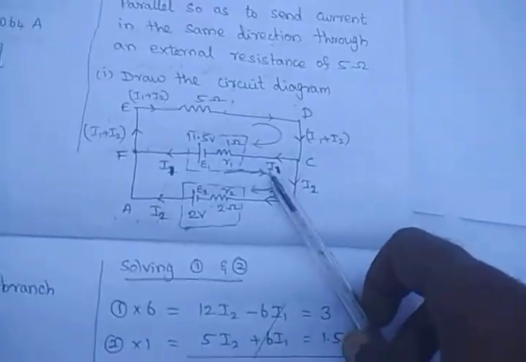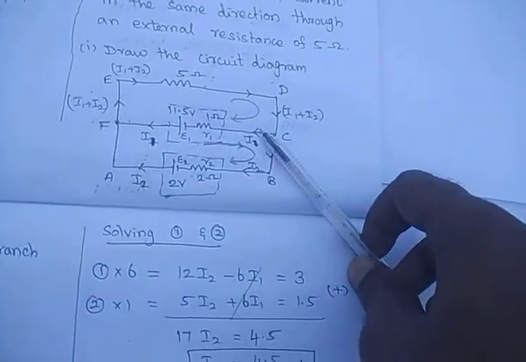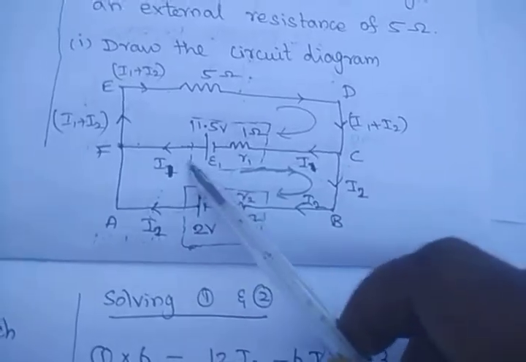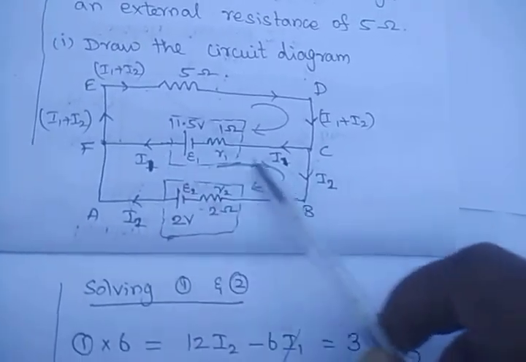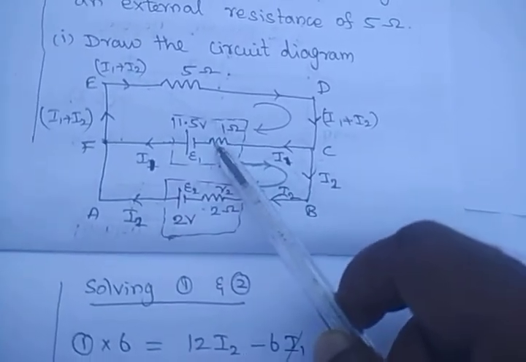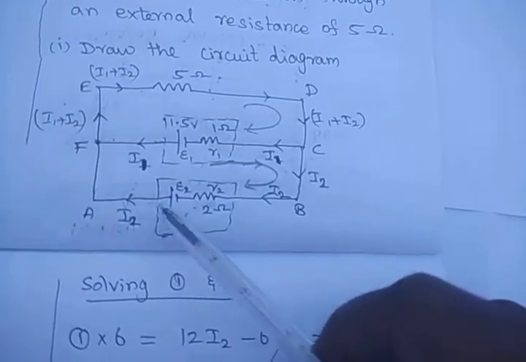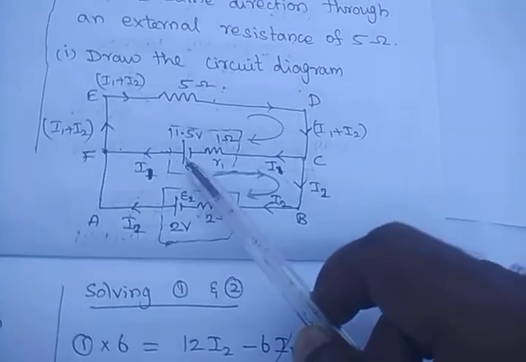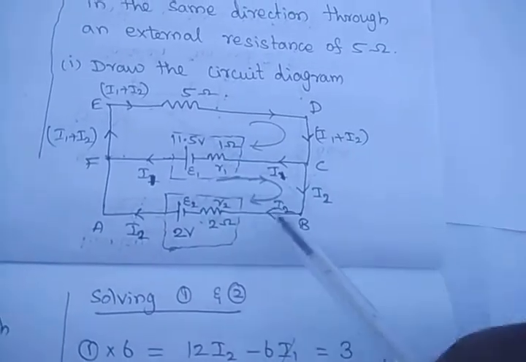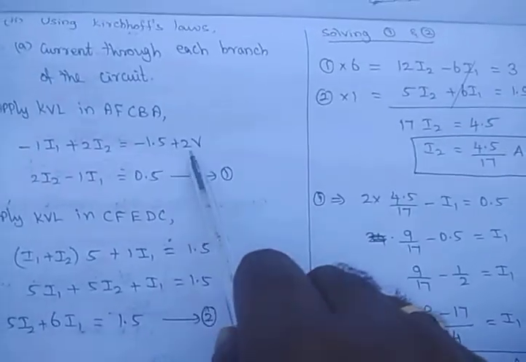So according to Kirchhoff's voltage law, the sum of the IR terms will be equal to the sum of the EMFs. Now we can see that in the traversing direction, positive to negative means minus E1 and negative to positive means plus E2. So this is minus 1.5 and this is plus 2 volt. So minus 1.5 plus 2 volt.